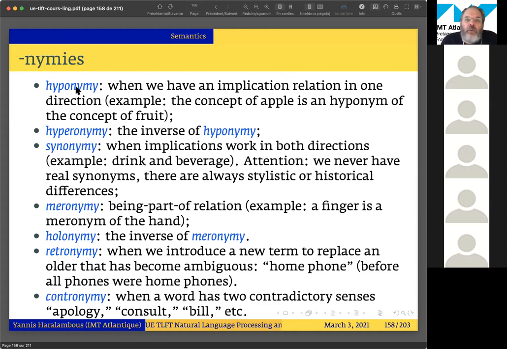You have a synonymy when you have hyponymy and hyperonymy at the same time, drink and beverage. But of course, speaking of synonyms is simplifying, is modeling. There are no real synonyms in the real world because words always have connotations, be they stylistic or historical or simply the way they are used, sociolinguistics. Then you have also meronymy and holonymy. Meronymy is the being part of. A finger is a meronym of a hand. A hand is a meronym of a body. And holonymy is the inverse, and so on.